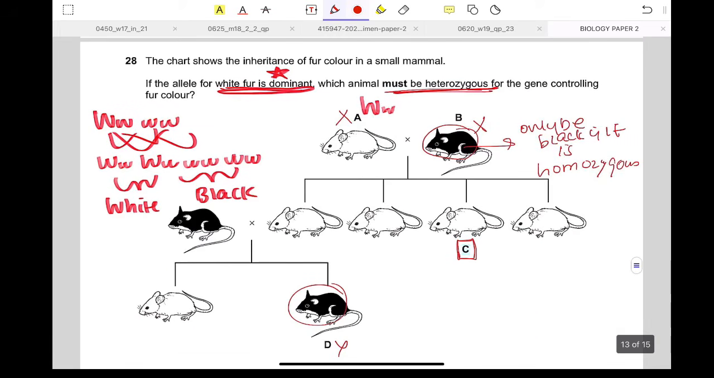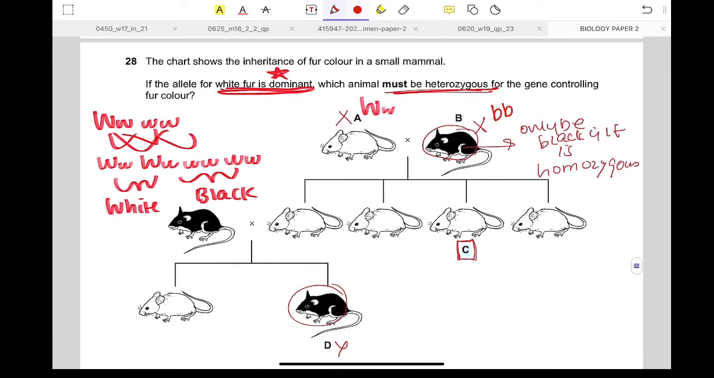Alright, now this question is about inheritance. If the allele for white fur is dominant, which animal must be heterozygous for the gene controlling fur color? White is dominant, so you have to look again at the black ones, which will be homozygous recessive. Alright, homozygous recessive. So you're asking about heterozygous. Automatically these ones will get eliminated, because it is a recessive allele, so it can only be expressed when it is in the homozygous condition, which is small b.